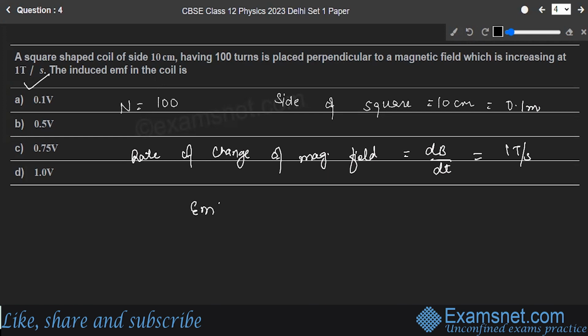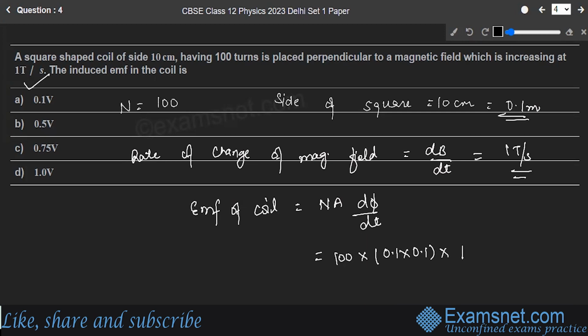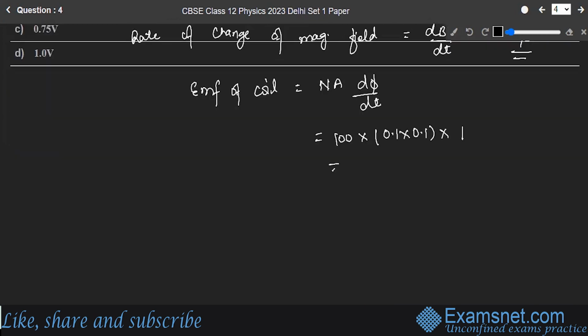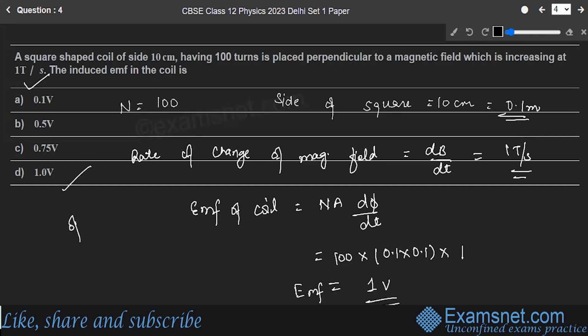So EMF of the coil is N A dB upon dt. Number of turns 100. A is area, right? Okay, fine. This is side, so side into side. And dB upon dt is given to you as 1. So let's solve this. You will have this as 1 only. 1 volt induced EMF will be equal to 1 volt. That makes option D to be the right answer. Hope you got that. Next is question number 5.